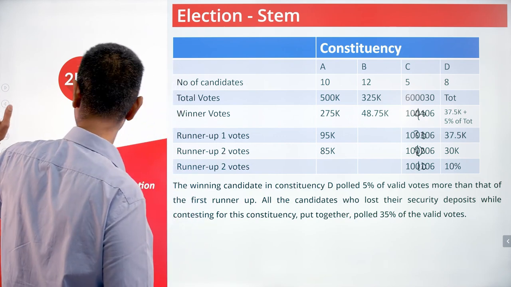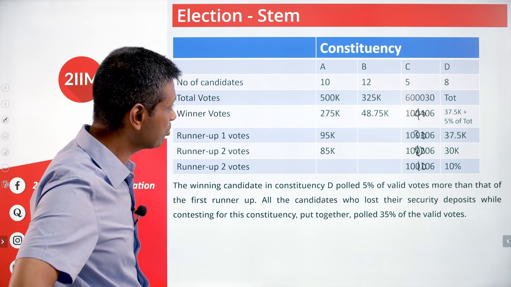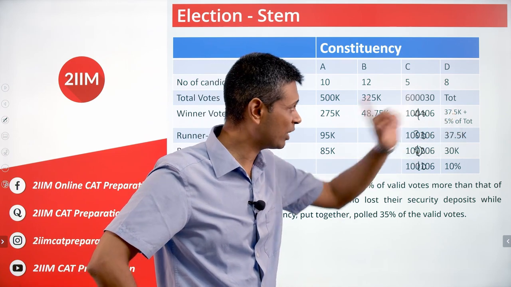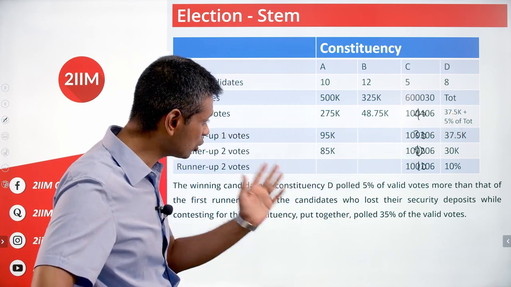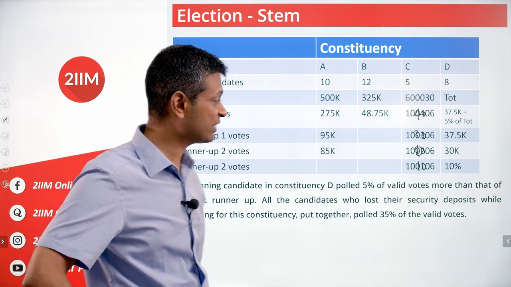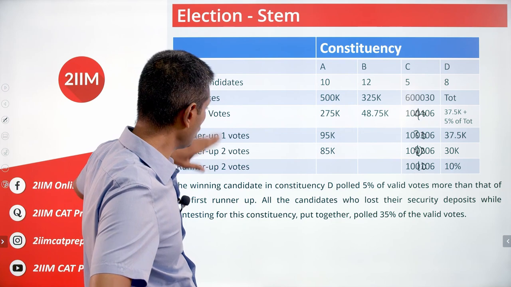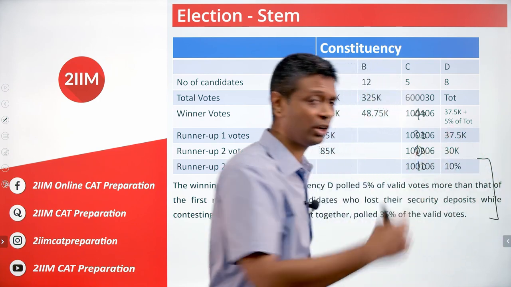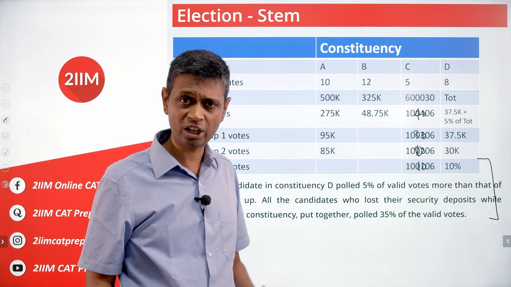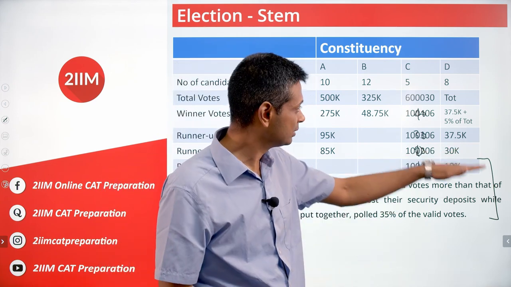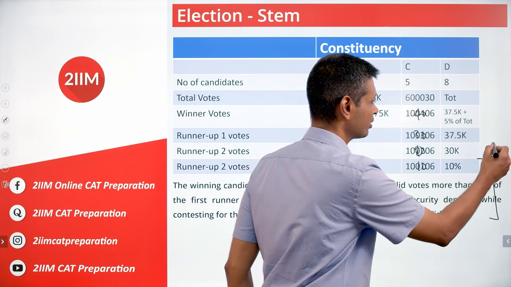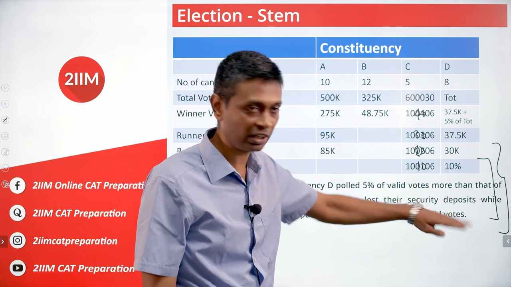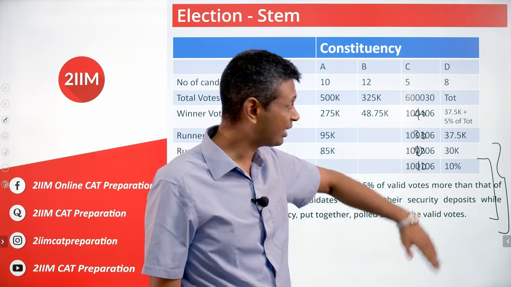Now let's move on to D. The winning candidate in constituency D polled 5% of the total valid votes more than that of the first runner-up. We've got 37,500 plus 5% of total. All the candidates who lost their security deposits polled 65% of the valid votes. Runner-up 2 onwards, everybody lost their security deposit. Everybody from here downwards lost their security deposit. And now we could have a wonderful scenario where only all of these lost, these 3 retained, or even this guy could have lost, and everybody else retains. So all of these definitely lost. Or even runner-up 2 could have lost, or even runner-up 1 could have lost.